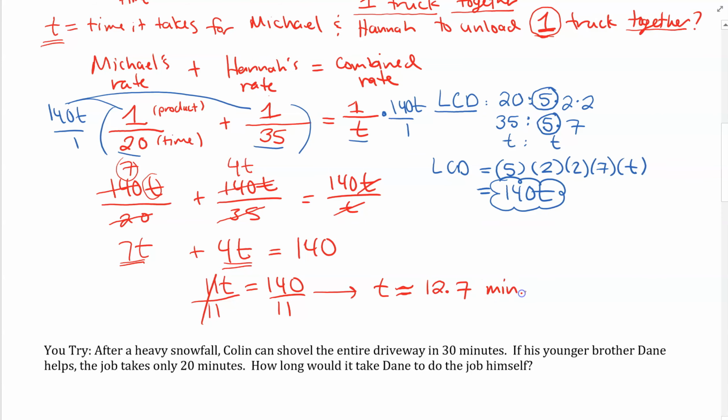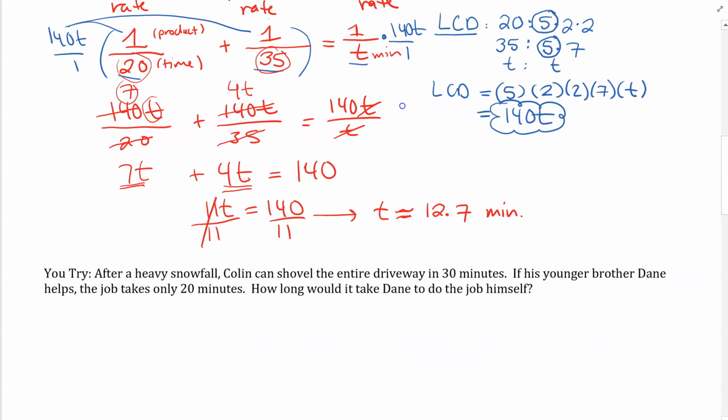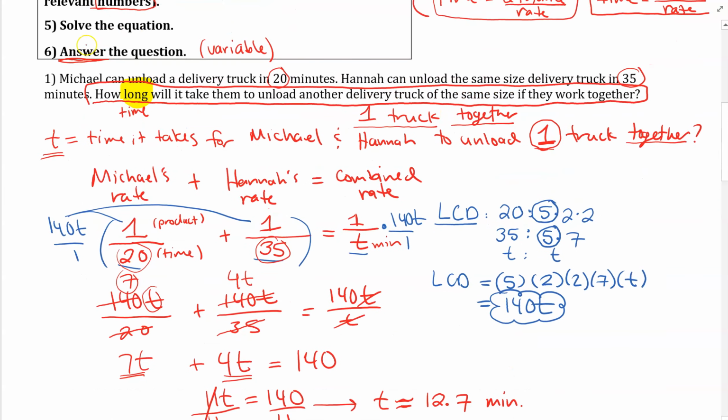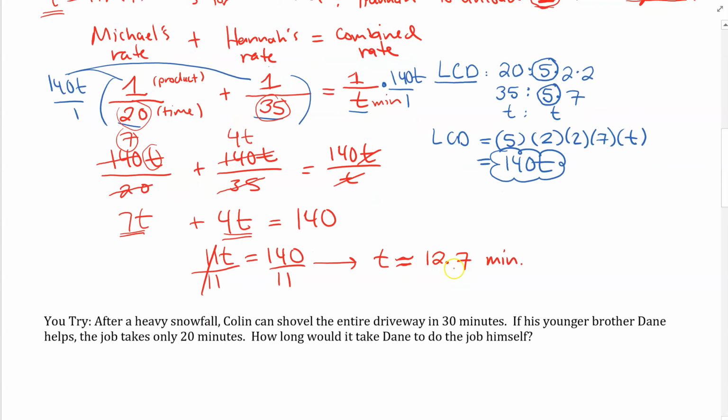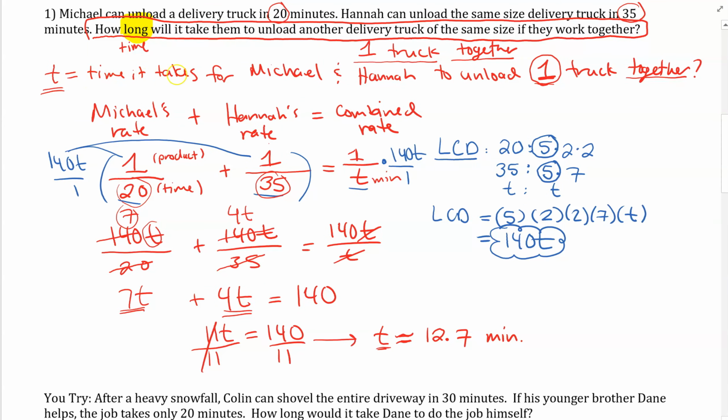minutes, right? Because my units of time in the problem were minutes. So this was minutes here, minutes there. So that must mean this will be in minutes as well. Now, to answer the question, so I solved the equation, but now let's answer the question. So what is this 12.7 minutes? It's t. So then we have to look, what was t? T was the time it would take for Michael and Hannah to unload one truck together.